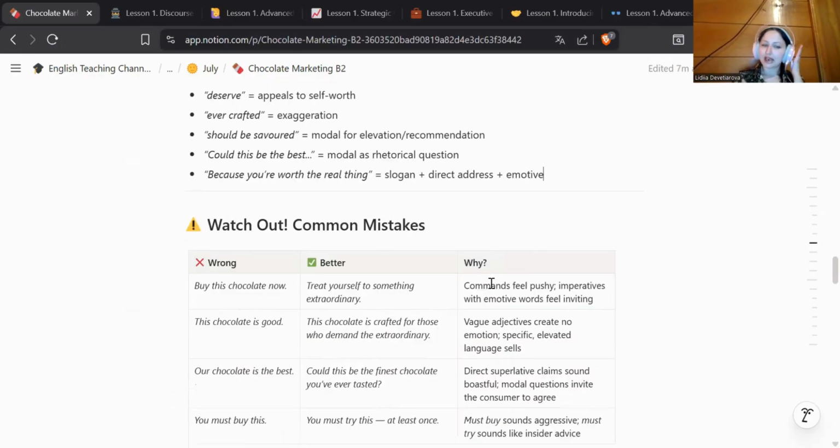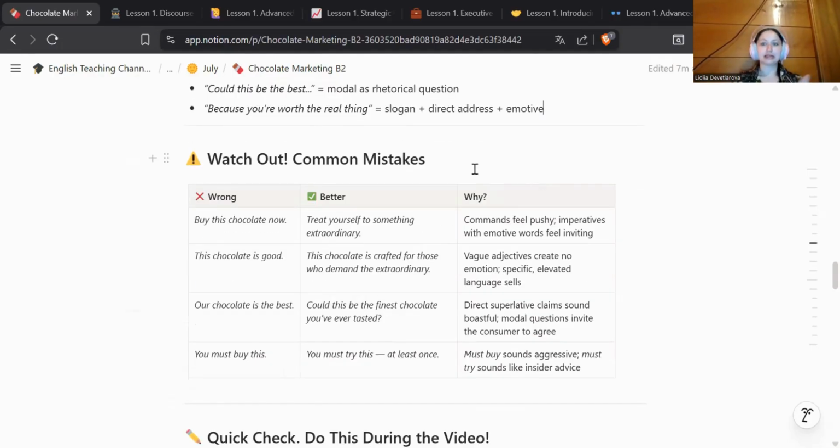Yep. And here are some common mistakes. Nobody ever will tell you buy this chocolate now. I mean, it could be specifically in context like click this link right now and get 20% off, for example. Or for example, this chocolate is good. I mean, okay, this chocolate is good, it's fine. What else? Like, it's not convincing anyone to buy it, right?